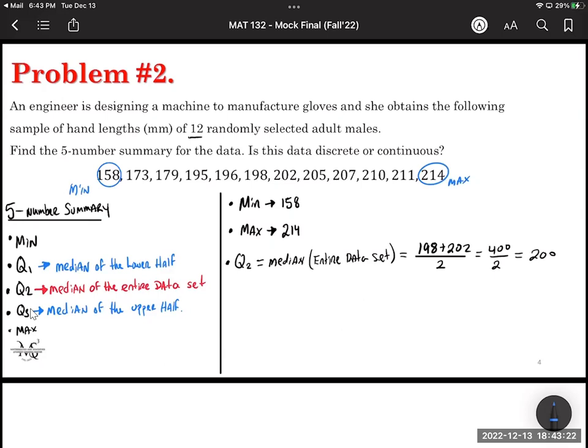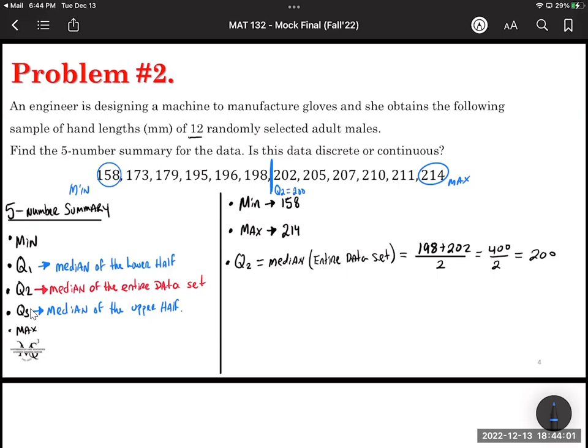Now, if you look at your data set, is 200 there? No. But it should go directly in the middle of what two values? 198 and 202. So right between 198 and 202, I'm drawing this vertical line. That vertical line is exactly Q2. It's going to be 200. And the good thing about drawing that vertical line is that, by its definition, it's the halfway point of your data set. So it separates the bottom half from the top half.